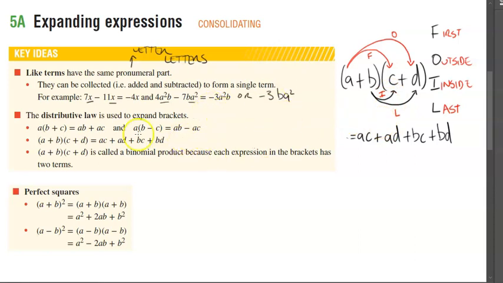Okay, now with this in mind, this a, b and c, d is called a binomial product. Product just means multiplication. They're being multiplied with each other. And binomial means that both brackets contain two terms. That's where the bi comes from. Bi in Latin means two, so binomial product is what we call this.